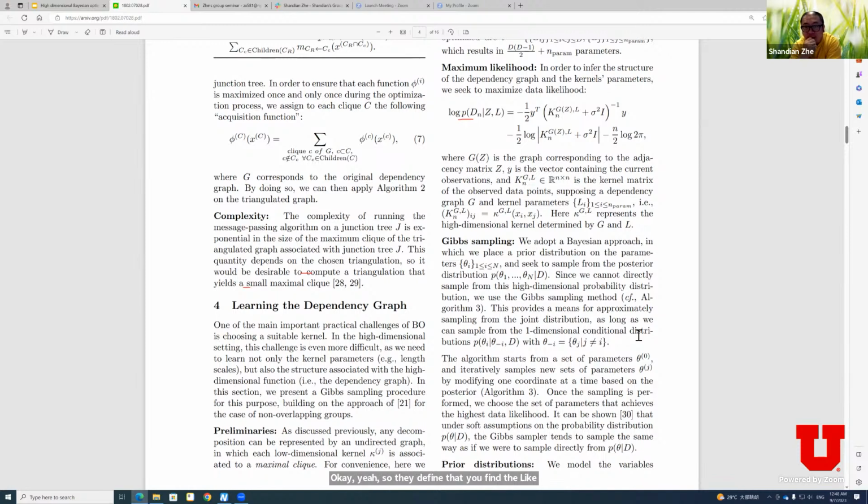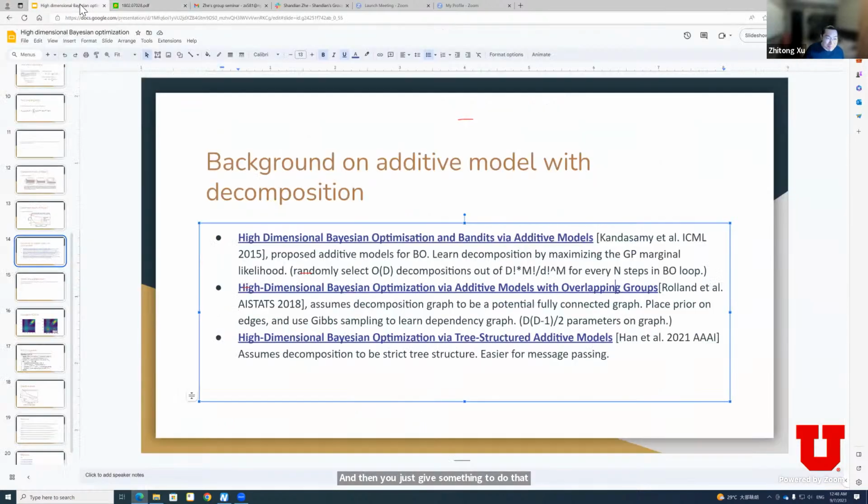Well, your Z decides the graph structure, right? Yeah, exactly. And the graph structure decides the kernel decomposition form. Yeah. And then you use Gibbs sampling to do that. Yes. Oh, okay. So it's pretty tedious. Oh, I see.